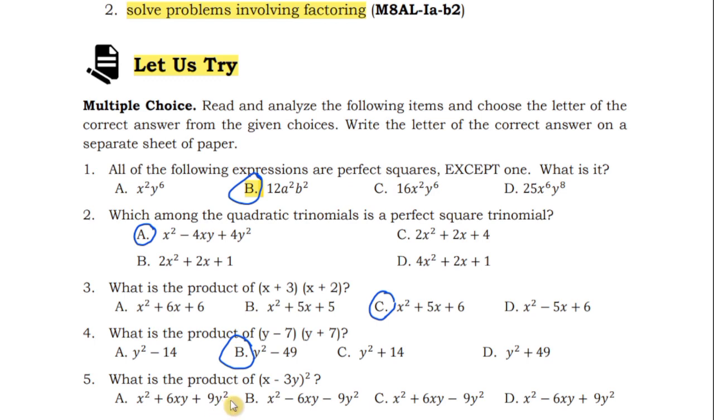And number 5, what is the product of the quantity x minus 3y, quantity squared? Again, what is the product of the quantity x minus 3y squared? A, x squared plus 6xy plus 9y squared. B, x squared minus 6xy minus 9y squared. C, x squared plus 6xy minus 9y squared. D, x squared minus 6xy plus 9y squared. So the answer is letter D.